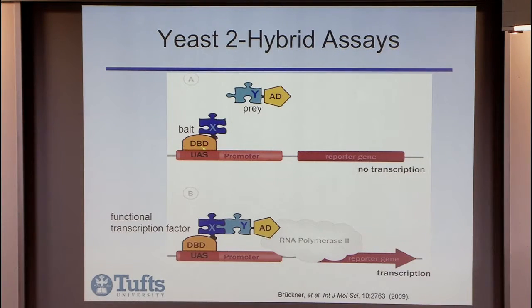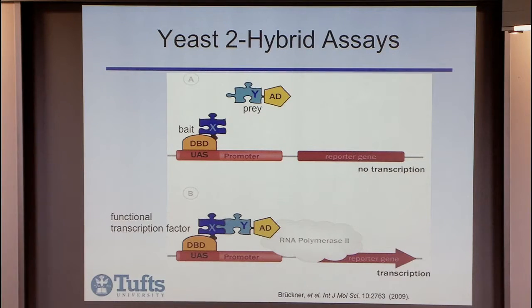We fuse that to this DNA binding domain, and then we fuse an activation domain to candidate interactors, which we'll call Y, and we call that the prey. And when X and Y bind to each other, if they are able to bind to each other, we get transcription. Basically, the activation domain recruits RNA polymerase II, and we get transcription of a reporter gene. This is usually LacZ or something where you can actually look at it and see a color change indicating that you've got transcription. Right? So this is a bait and prey system where you can look for pairwise interactions.